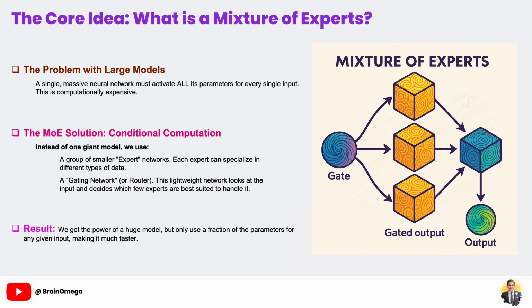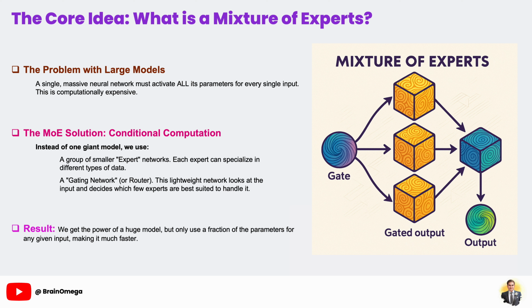The mixture of experts model proposes a smarter way. Instead of one giant network, we have a collection of smaller, specialized networks called experts. Then, we have a lightweight gating network that acts like a router. For each input, the gating network quickly examines it and says, okay, for this specific data, I'm going to activate expert 1 and expert 4. The rest can stay dormant. This is called conditional computation.